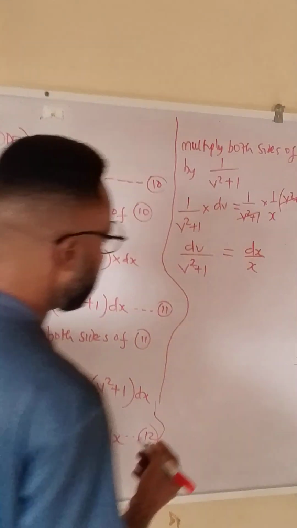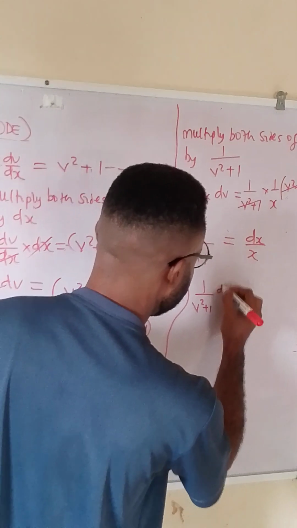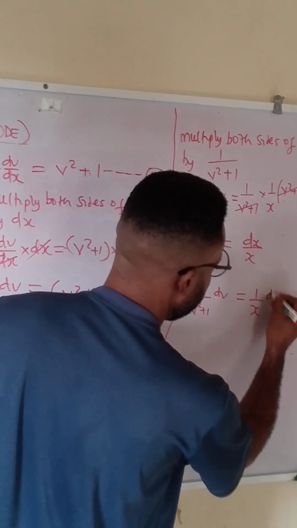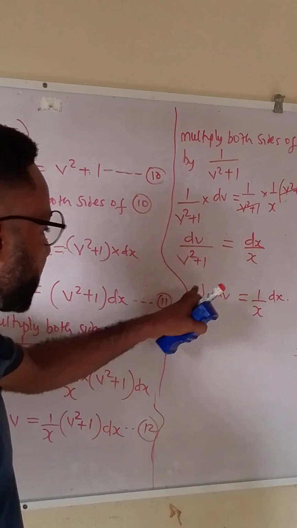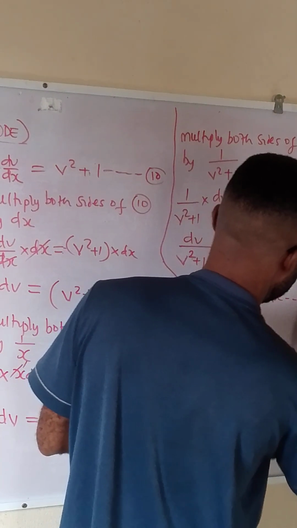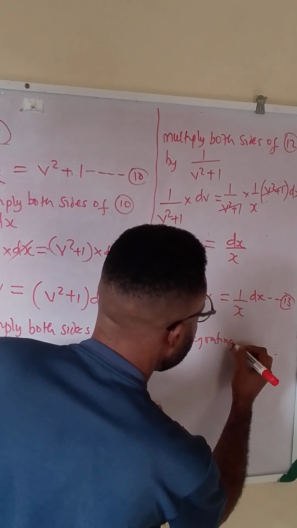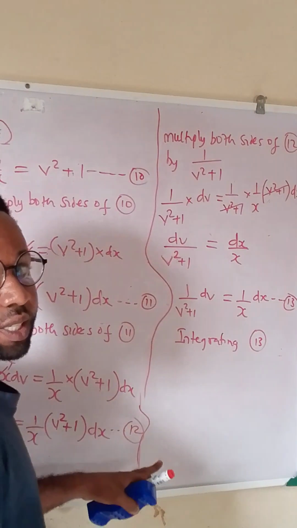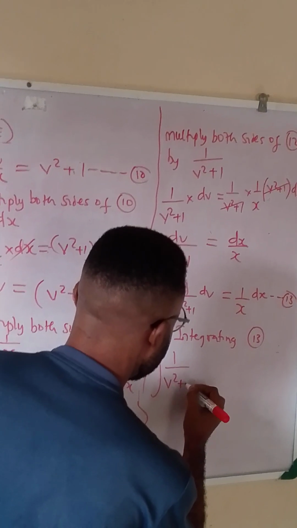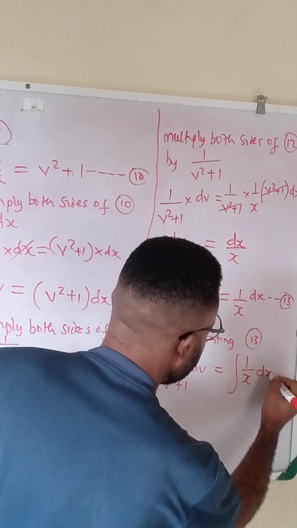But before we do that, we have to separate so that we have 1 over v squared plus 1 dv equal to 1 over x dx, so that we can now apply our integral sign. Let's call this equation 13. So, integrating equation 13, we introduce the integral sign: the integral of 1 over v squared plus 1 dv will be equal to the integral of 1 over x dx.